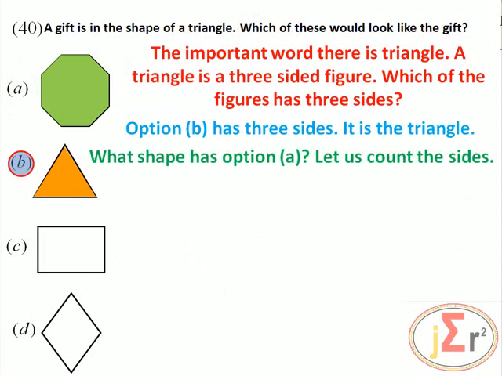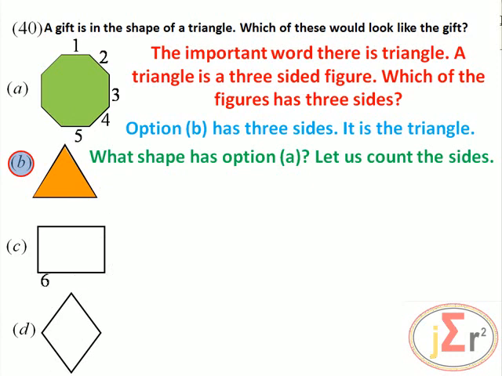What shape has option A? Let us count the number of sides. Octagon. Jerry is saying that it is an octagon. Maybe he counted the sides already. So let's see if it is actually an octagon.